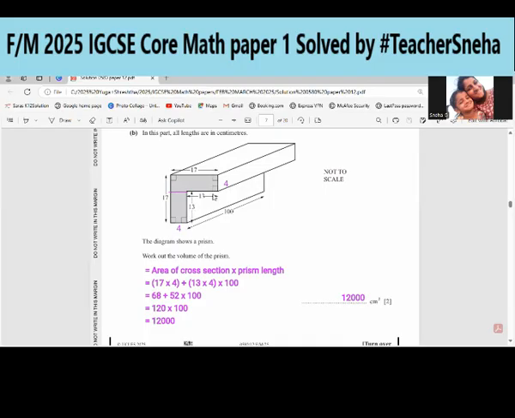17 minus 13 is 4. So first rectangle's area is 17 into 4. Second rectangle's area, this is the length and this would be the breadth. So it's 13 multiplied by 4. So 17 into 4, that is 68, and 13 into 4, that is 52, which together make 120, multiplied by the prism length, which is 100. So final answer is 12,000 centimeter cube as the volume of the prism.